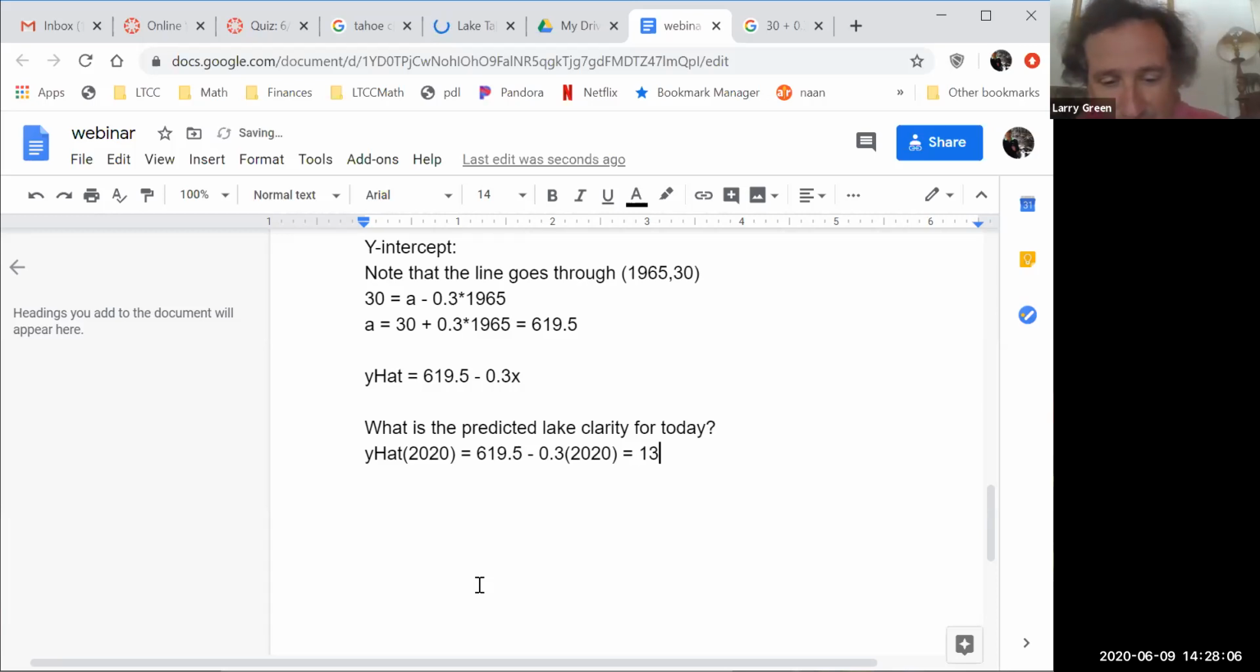13.5. Okay. By the way, would it be okay if the lake clarity was 13.5 meters? Definitely not. It would be a complete disaster.